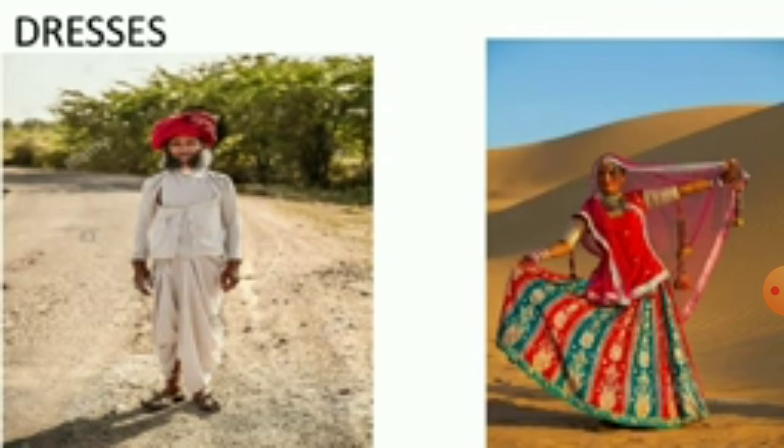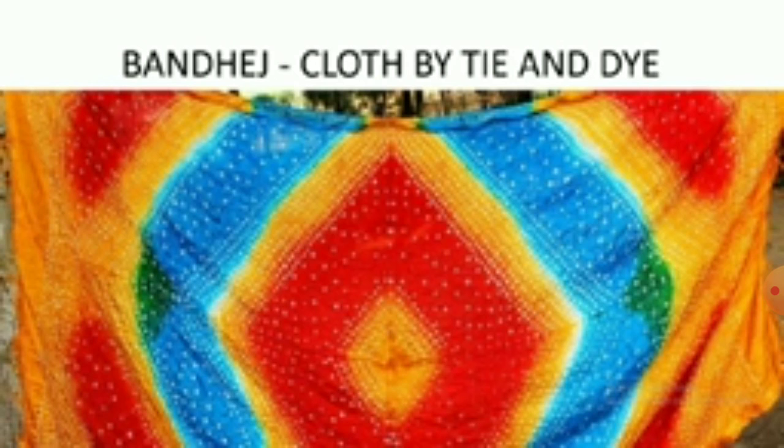Dresses. The people of these regions wear colorful clothes. Ghagra choli is the traditional dress of women, consisting of a skirt, a blouse, and a head cloth. The traditional dress of men is dhoti kurta, or a kurta with a turban on the head. Bandhani, a tie-and-dye cloth, is very famous in the desert.